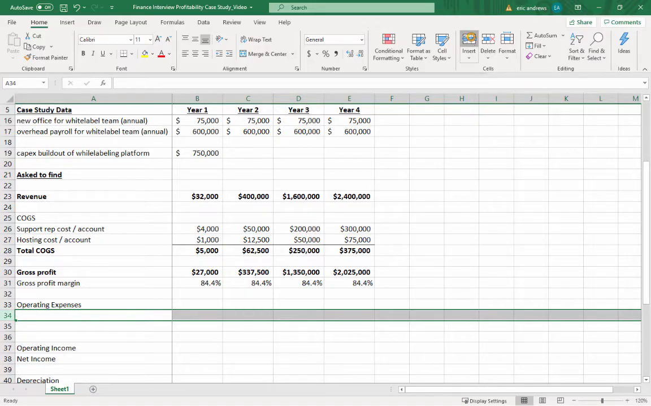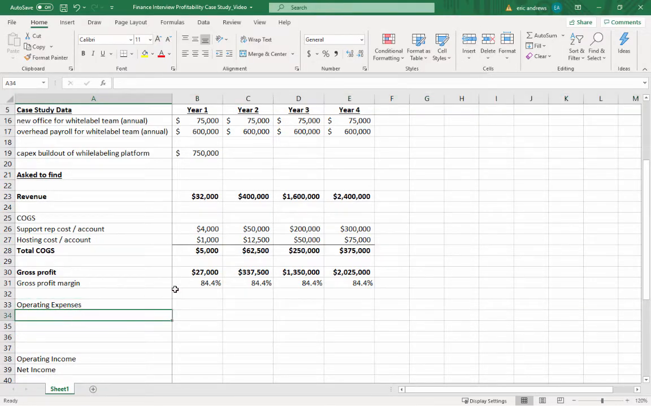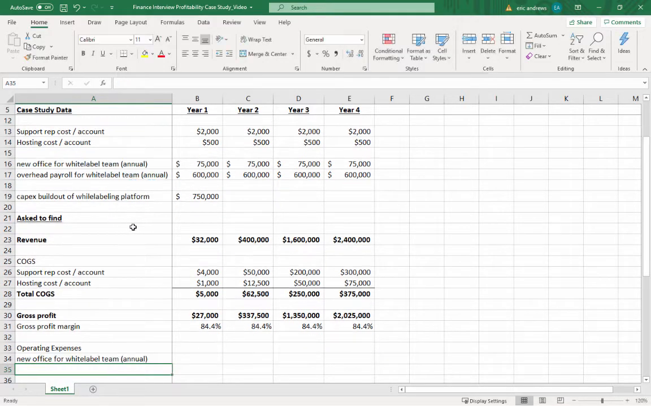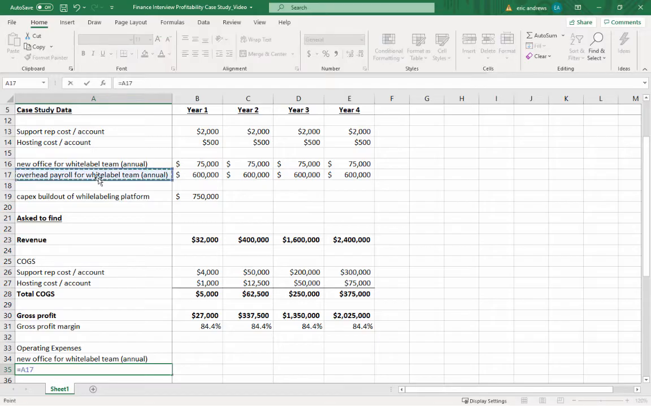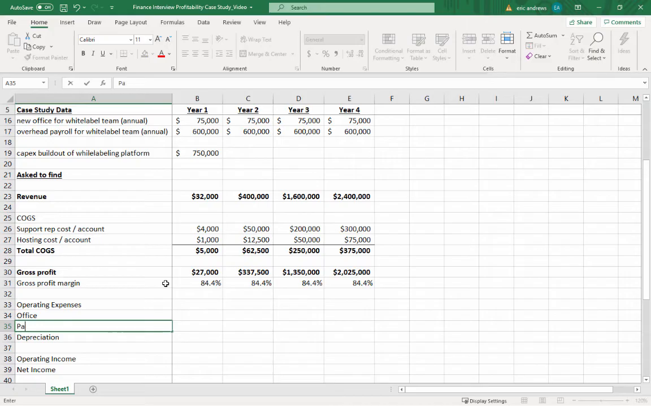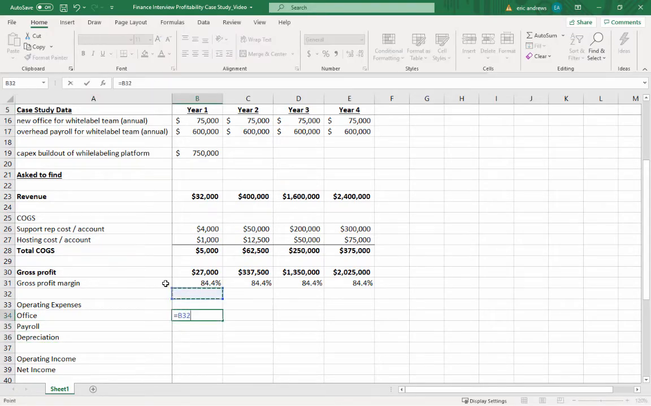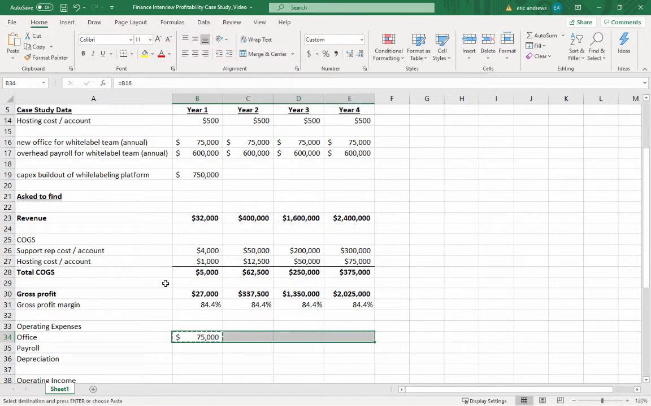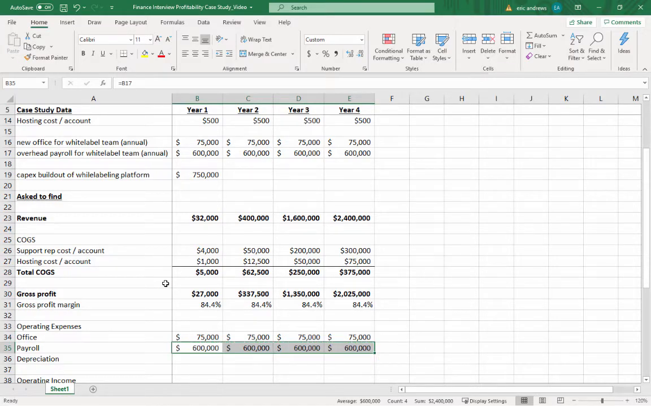So here I'll do it with the mouse, but again, you know I like to do it without the mouse. So first off, we have our office for the team, of course. We also have our payroll, but then we're going to have depreciation. So, and I'll just, I'm going to shorten this up just so that it looks a little cleaner. Depreciation. So let's start by just linking in the office cost. So 75,000, copy that in. We can just copy this down one. Okay, here we go.